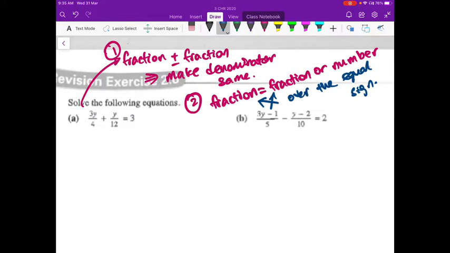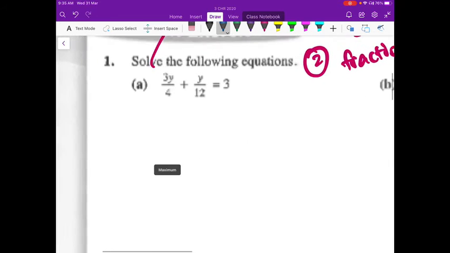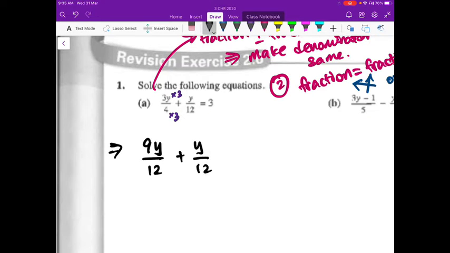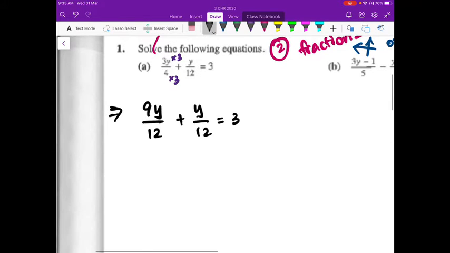Fraction equal fraction plus fraction, make the denominator the same. What shall we make the denominator be equal to? 12. Yes, make the denominator 12 by multiplying the first denominator by 3, first numerator by 3. So we end up with 9y over 12 plus y over 12, and this is 3. Since the denominators are the same, we combine. 9y plus y equals 3.